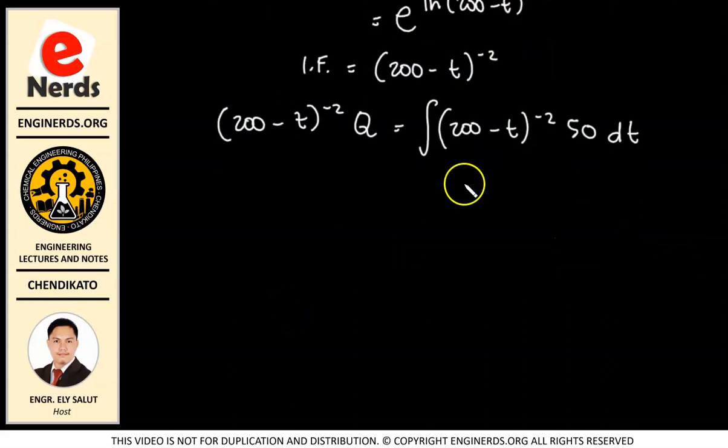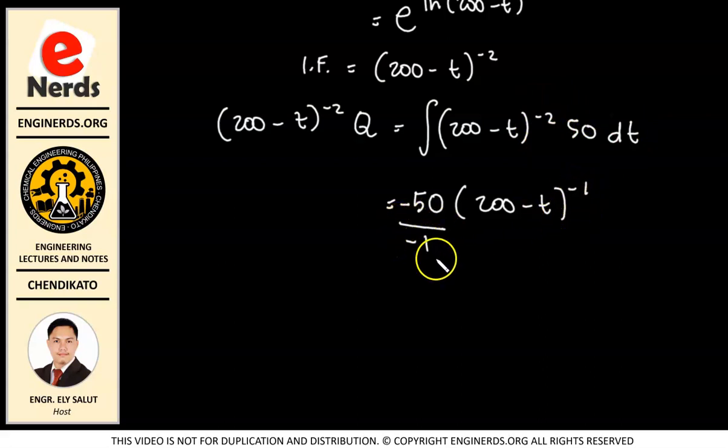Okay, so now we're going to solve this. So we're going to take out our 50. And then we'll get the integral of 200 minus t dt. So we'll get the derivative of 200 minus t. So this will be negative dt. So therefore, we will have negative sign in our answer. So we have negative, or better if I'm just going to take it out dahil meron naman tayo ditong constant na 50. So I'll have negative 50 here. And then we have 200 minus t. And then our exponent will be negative 2 plus 1. So we'll have negative 1 here. And we will also have a denominator of negative 1.